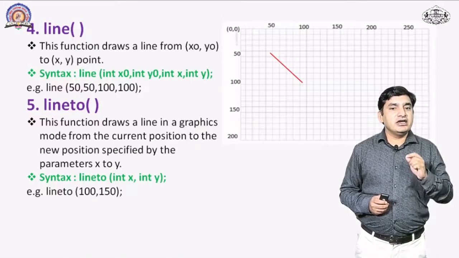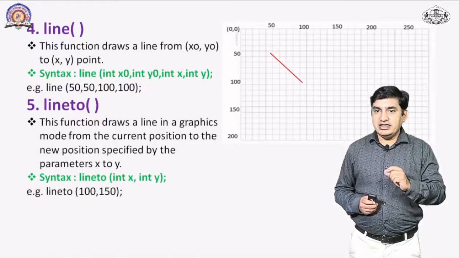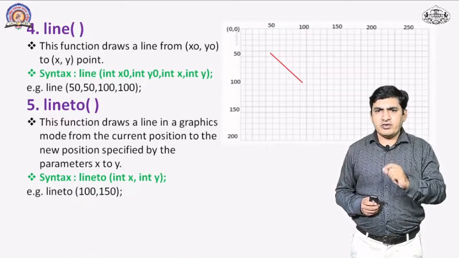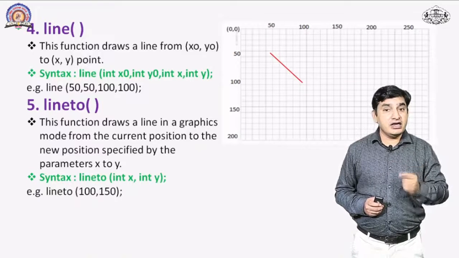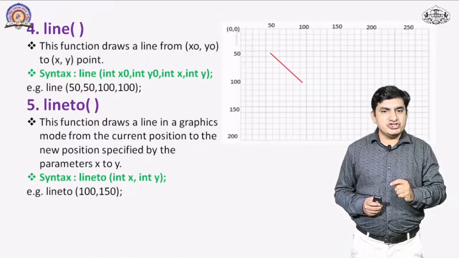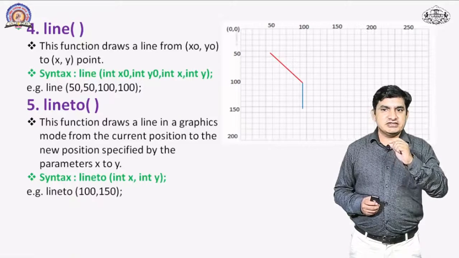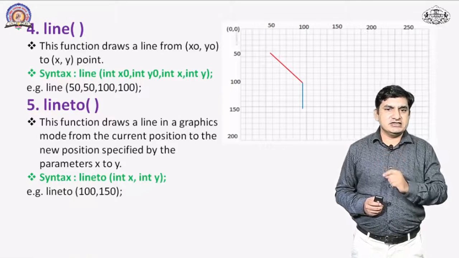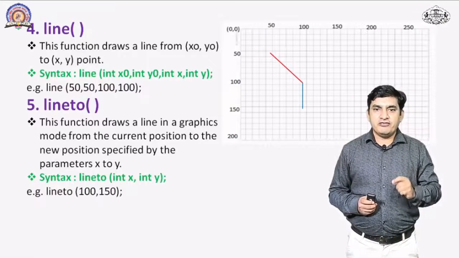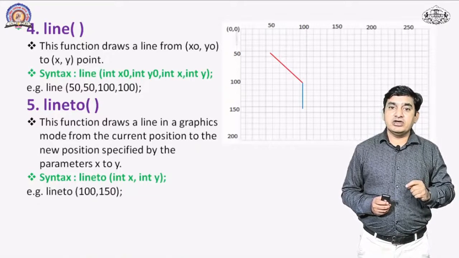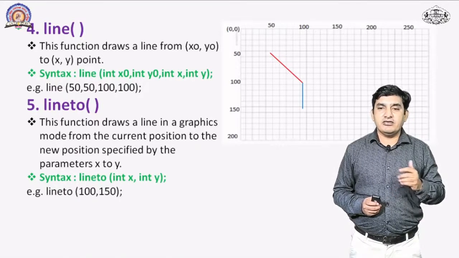Example is lineto(100, 150). It indicates that the line starts from the current location 100, 100 and its new position is 100, 150. So, this is the function which is used to draw a line from the current position to the new position specified by parameters x and y.